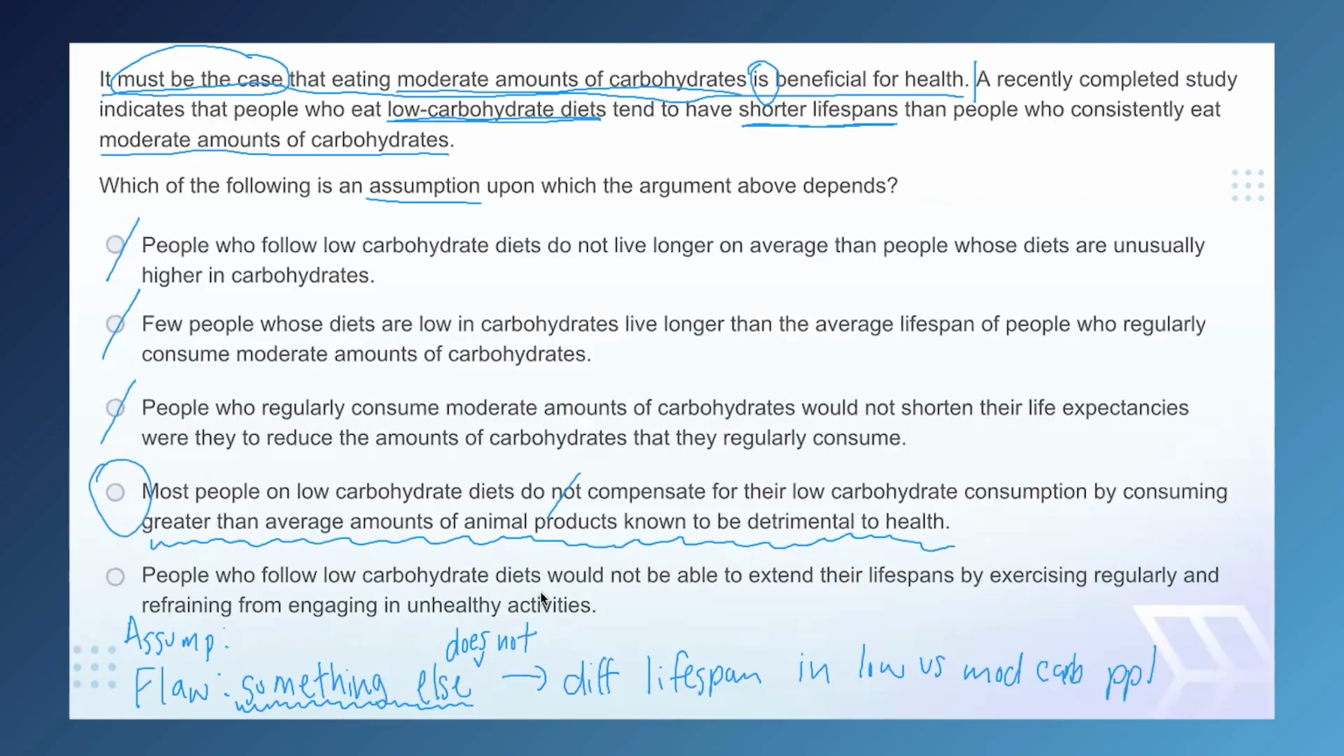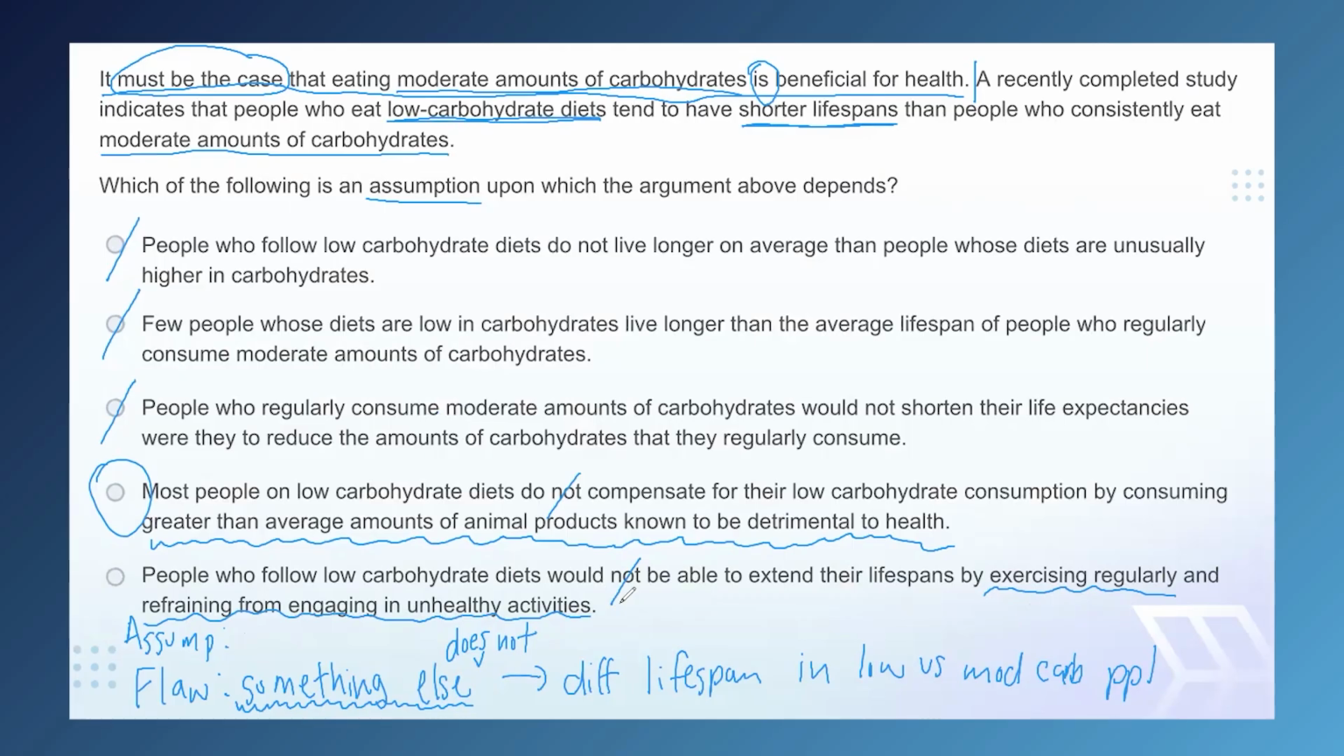All right, we could be done at this point, but let's go ahead and take a look at our last answer choice for good measure, because it's kind of a weird one. People who follow low carbohydrate diets would not be able to extend their lifespans by exercising regularly and refraining from engaging in unhealthy activities. Well, that sure sounds like a something else to me. So maybe this is a good candidate. Let's go ahead and negate to turn this from an assumption into a flaw. All right, people who follow low carbohydrate diets would be able to extend their lifespans by exercising regularly and refraining from engaging in unhealthy activities.